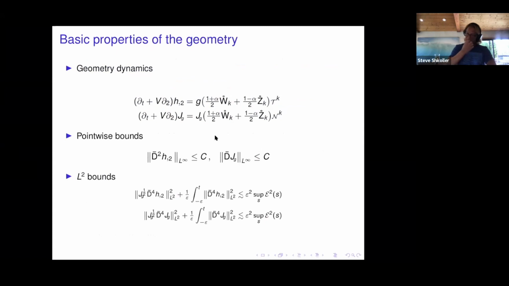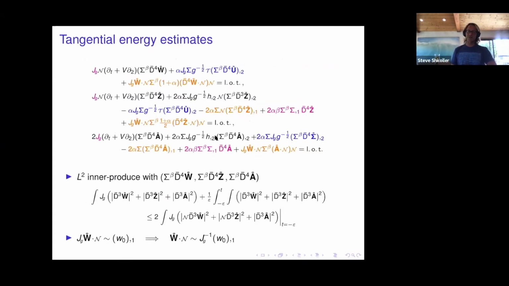So, okay, there are some basic properties of geometry. I don't really want to say too much about that. I'll just have one quick slide and spend 30 seconds just explaining why the energy methods are so nice. So this is color coded. The magenta terms give you damping. They're really nice. The orange terms give you anti-damping. They're not so nice. And the blue terms require cancellation with energy estimates.